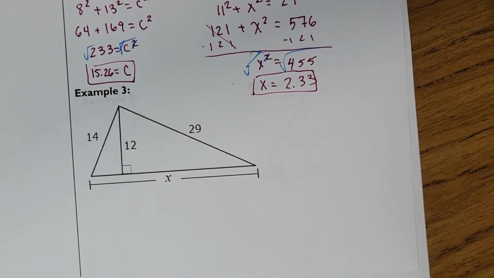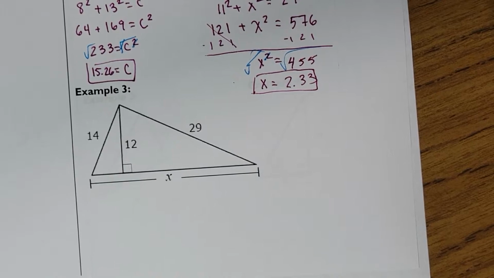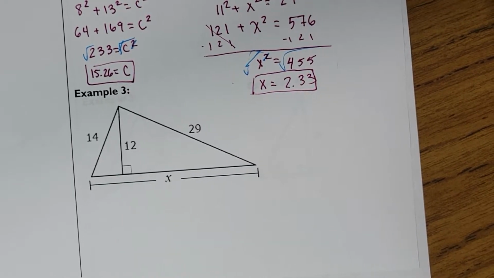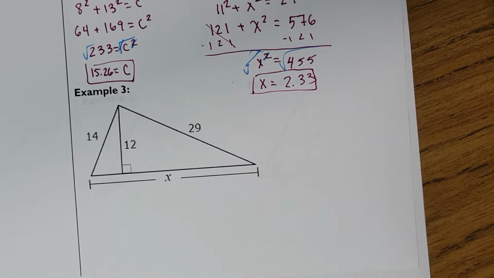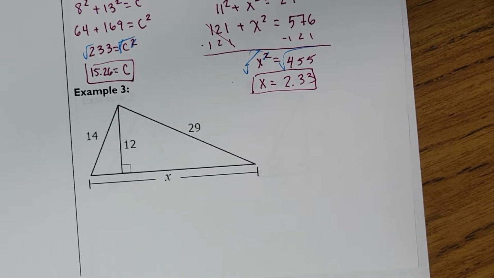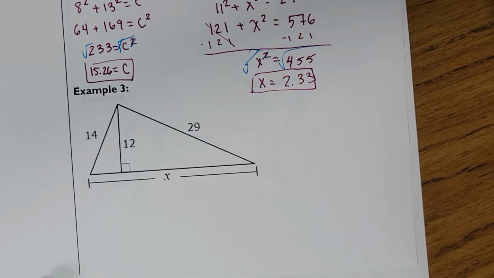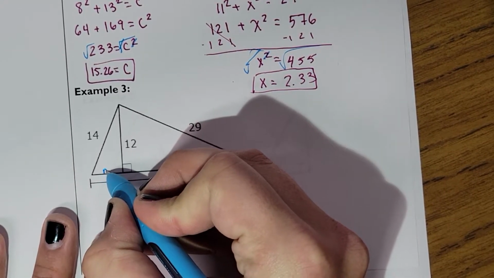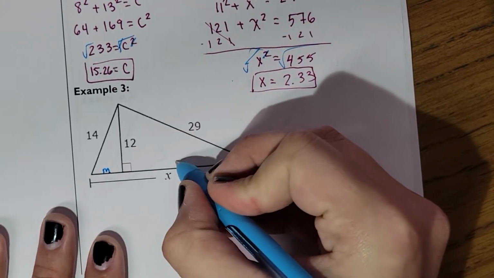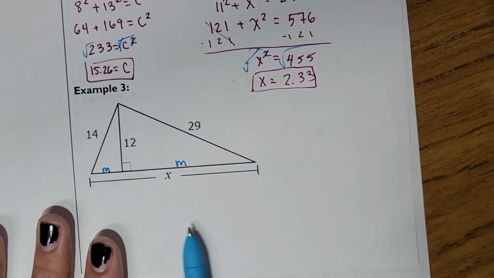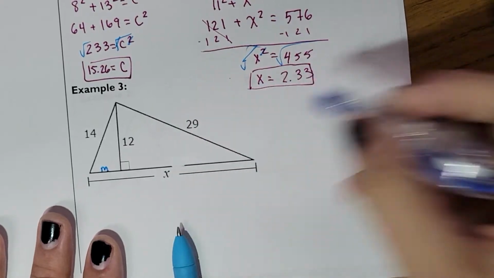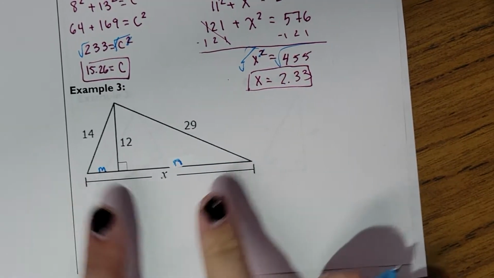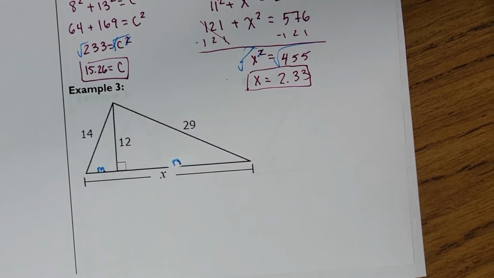All right, my last example on here is example 3. In this case, it's asking me to figure out what x is across the bottom of this triangle. What's going to end up happening is I'm going to have to find this piece right here, which maybe we'll call M, and this piece here is, no, we can't use M again. Let's call this N. And I'm going to have to find both those pieces and add them together to figure out what x is.